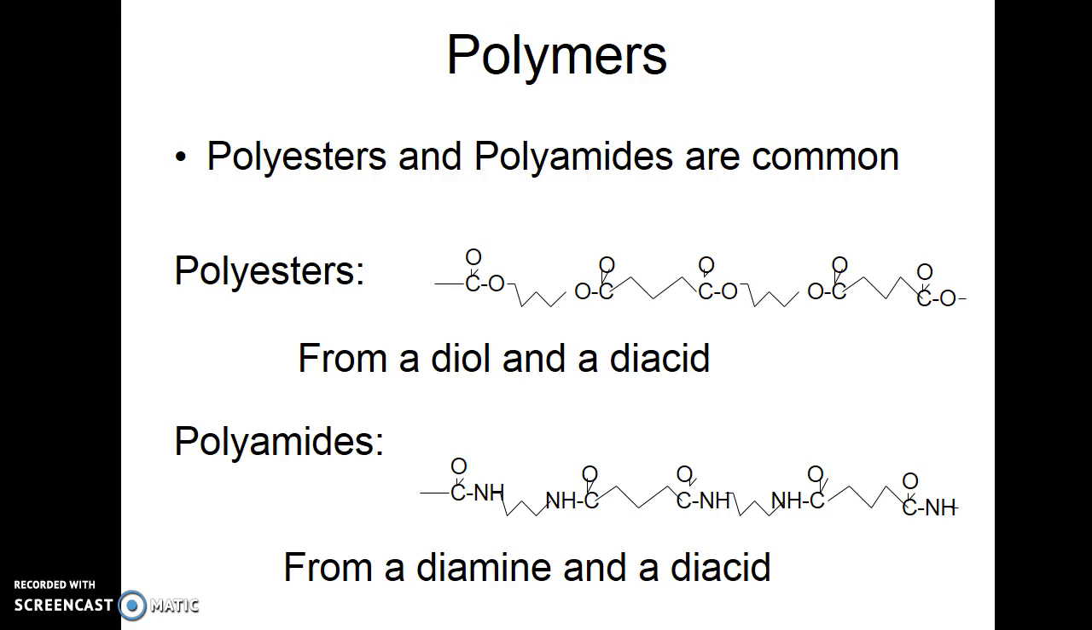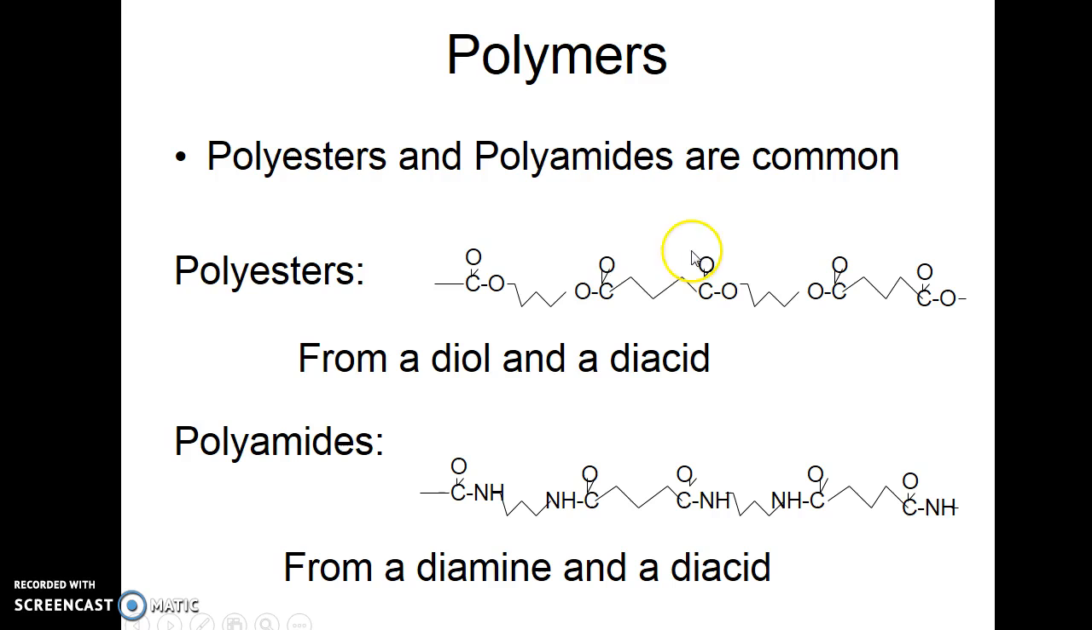There are polymers that are acid derivatives. For instance, look at this polyester here. This is the structure of a polyester, one type of polyester. This is the ester functional group. Notice this came from a diol. That part was 2 alcohols, a diol on either end.